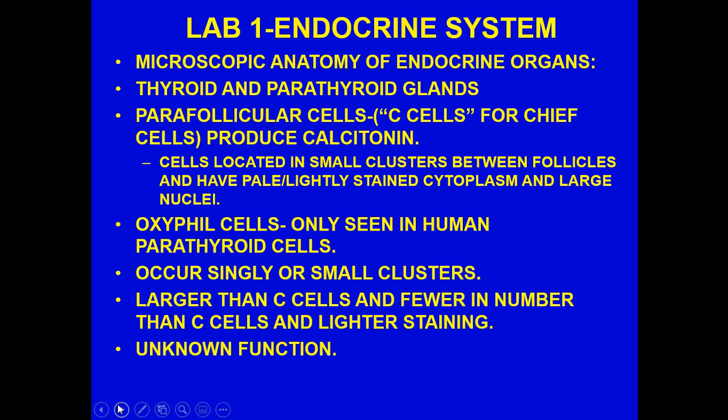After this, we're going to move into the parathyroid glands. Now, the parafollicular cells, the C cells or chief cells, produce calcitonin. This is the remnant of basically the thyroid. But interestingly enough, now getting into the parathyroid gland, you're going to find that you have oxyphil cells. And these are only seen in human parathyroid cells. They occur singly or in clusters.